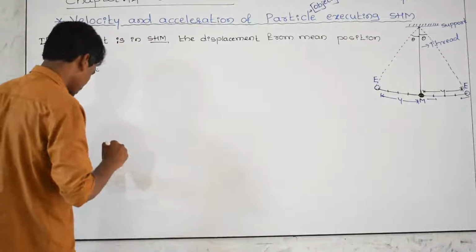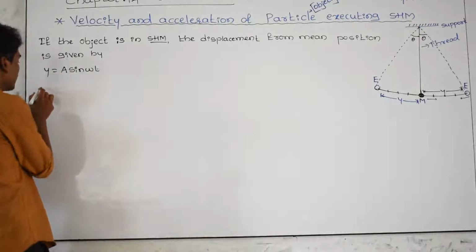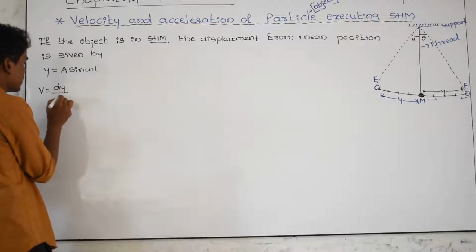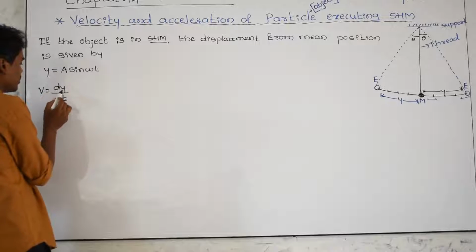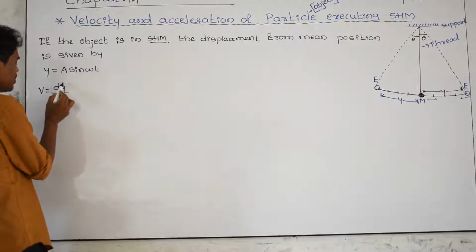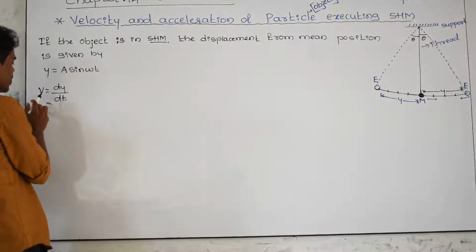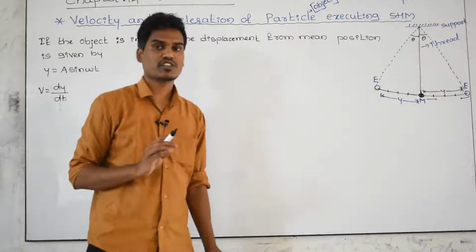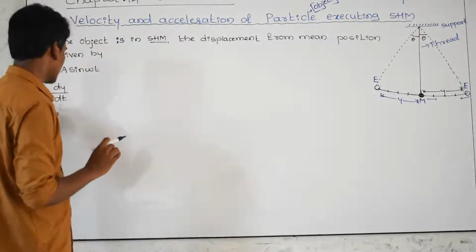Therefore, by the differentiation method, velocity is equal to dy divided by dt. Change in displacement with respect to change in time. If time changes, displacement changes. What do you call this quantity? Velocity. Velocity is equal to dy by dt. The change in displacement with respect to time is called velocity.